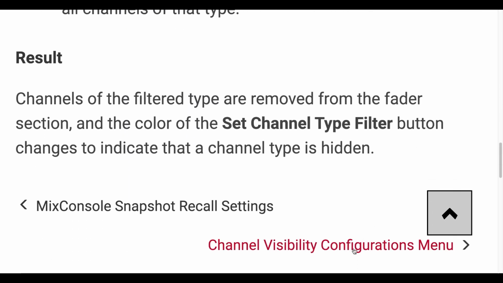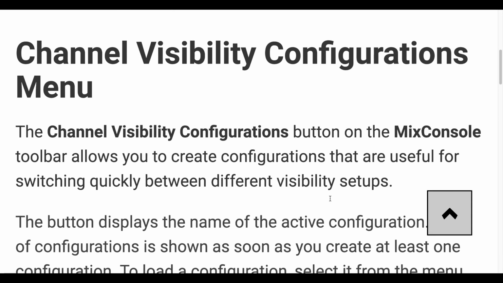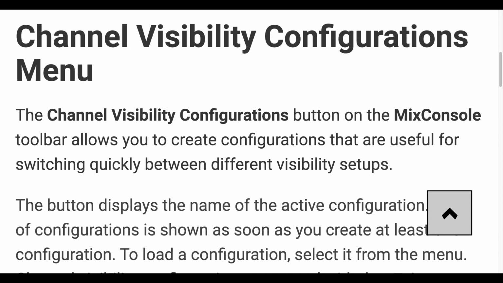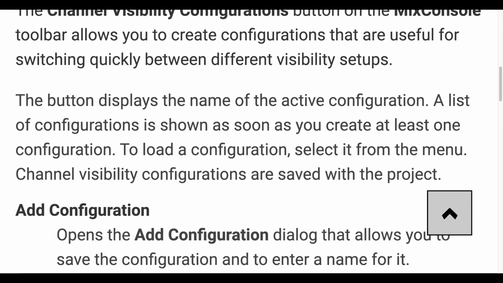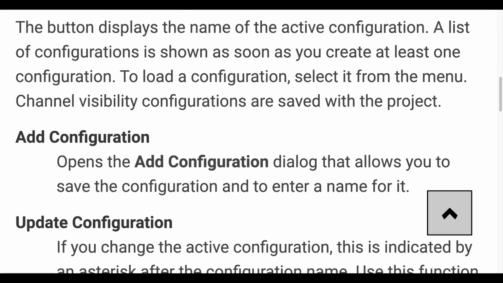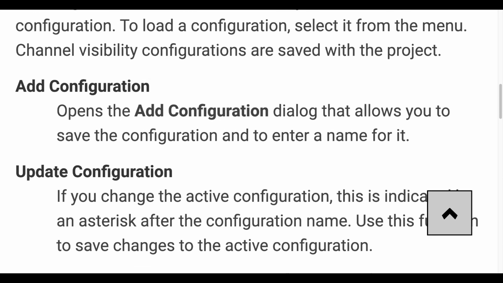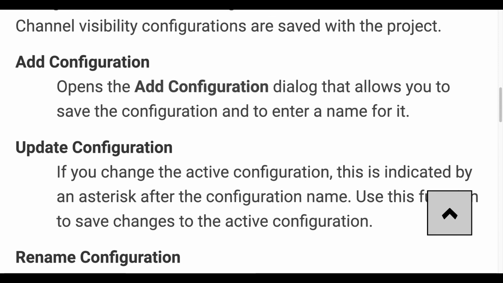MixConsole Snapshot Recall Settings. Channel Visibility Configurations menu. The Channel Visibility Configurations button on the MixConsole toolbar allows you to create configurations that are useful for switching quickly between different visibility setups. The button displays the name of the active configuration. A list of configurations is shown as soon as you create at least one configuration. To load a configuration, select it from the menu. Channel Visibility Configurations are saved with the project.